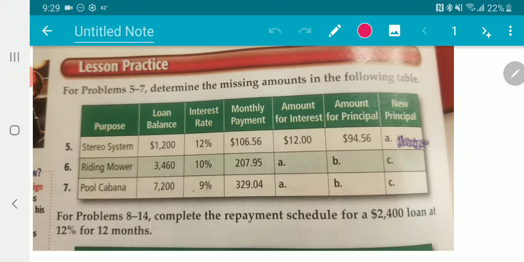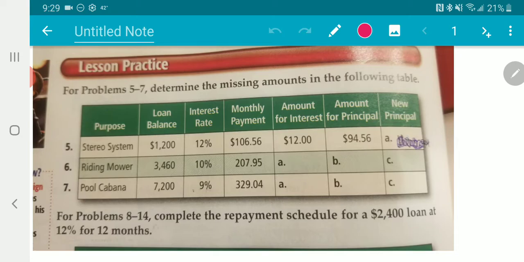So for number 5, you're buying a stereo system. Your loan balance is $1,200. Your interest rate is 12%. Your monthly payment is $106.56, and they actually went ahead and solved these next two for you already. The amount for the interest is $12. The amount for the principal is $94.56. So all we need to find is that new principal.